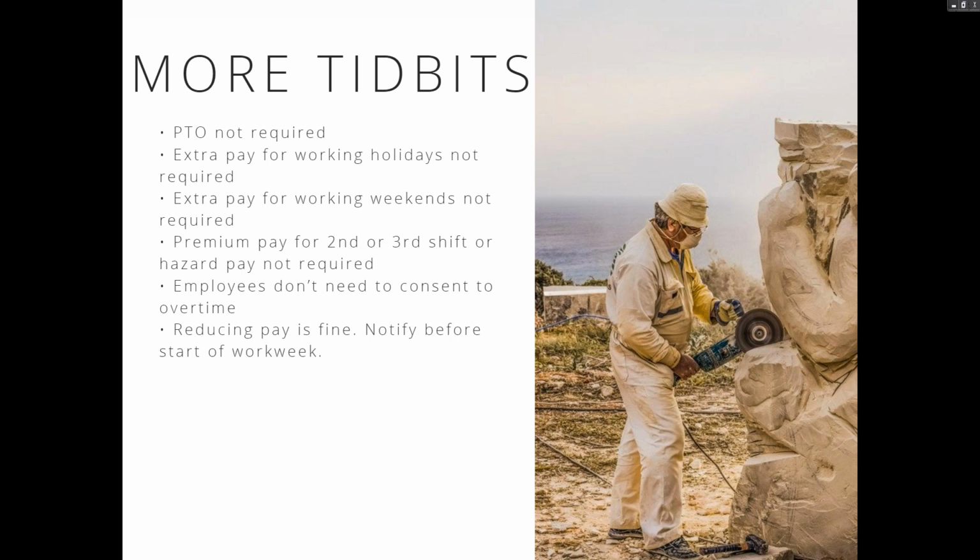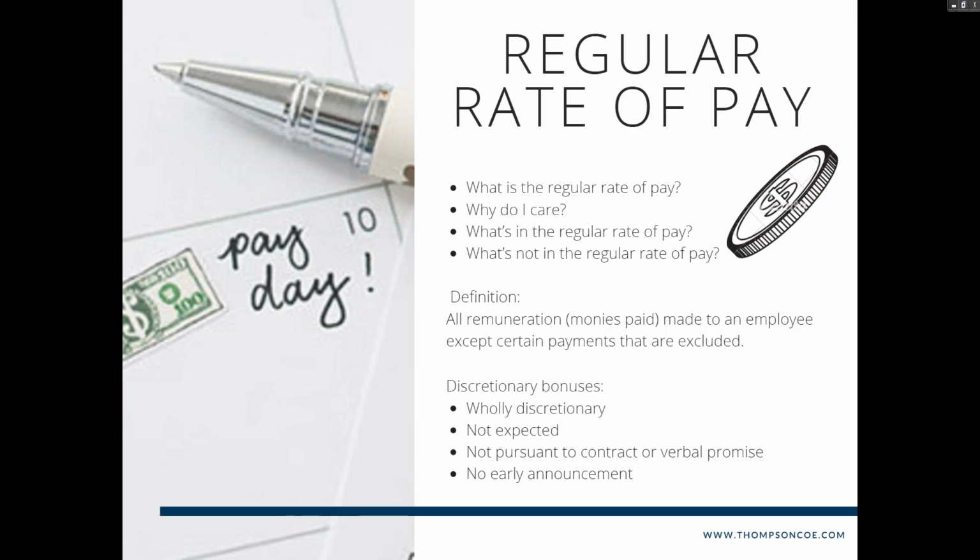If they show up, they've accepted. You pay them $13 an hour. There's no entitlement to $15 an hour. This is employment at will. You're setting the terms here. You just need to notify them before the work week commences so that they can accept those terms.